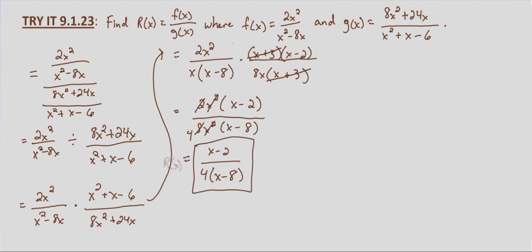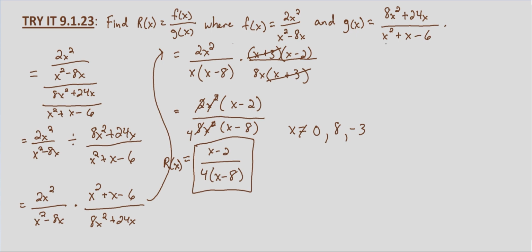R of x equals that, and again, we would also want to note, technically, that if we looked at our entire factored form, x cannot equal 0, x cannot equal 8, and x cannot equal negative 3. And then we also want to look at our original denominators, for g of x and for f of x for that matter. If we look at the factored form of x squared minus 8x, we already have that: x can't equal 0 and x can't equal 8.